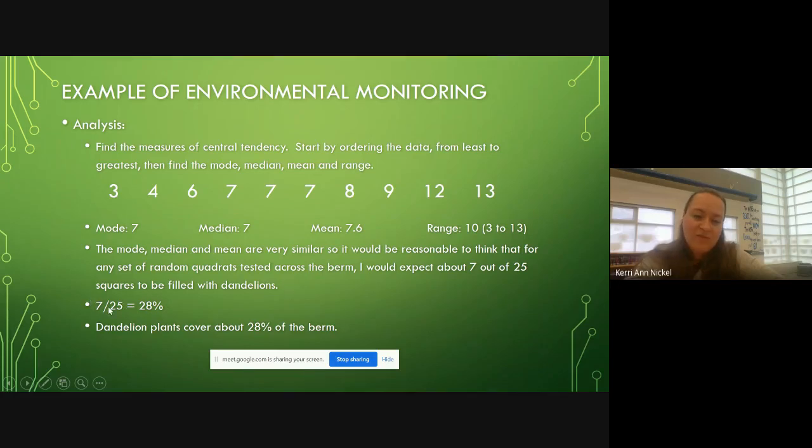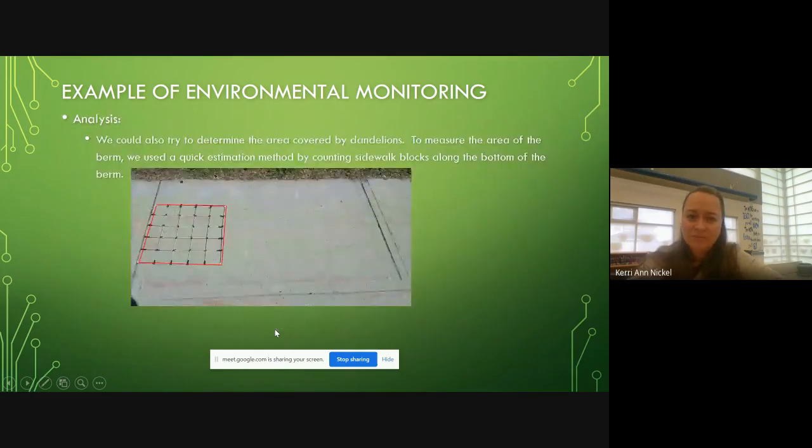So 7 out of 25 corresponds to 28%. Remember, every single square represents 4%. So 7 times 4 is 28. Or you could also do this division. So 7 divided by 25 would give you 28 hundredths, which translates to 28%. So we could say, based on our analysis, that we would estimate that dandelion plants cover about 28% of the berm by my house.